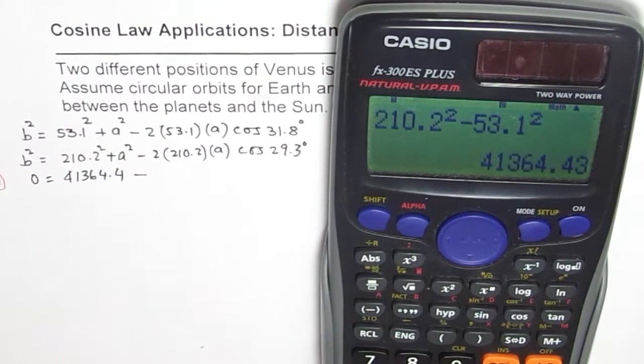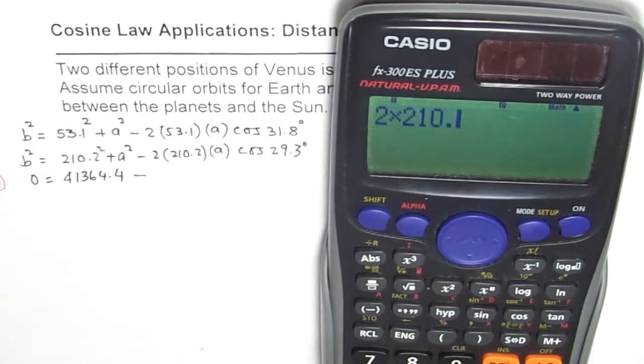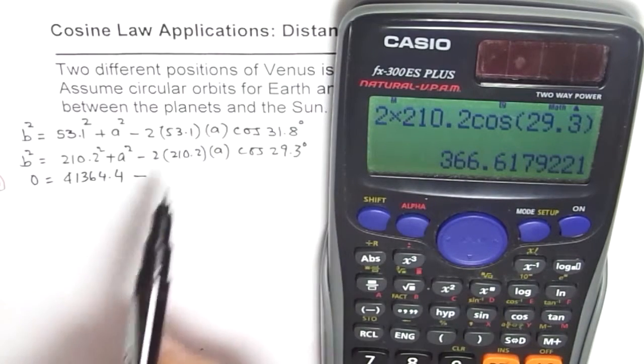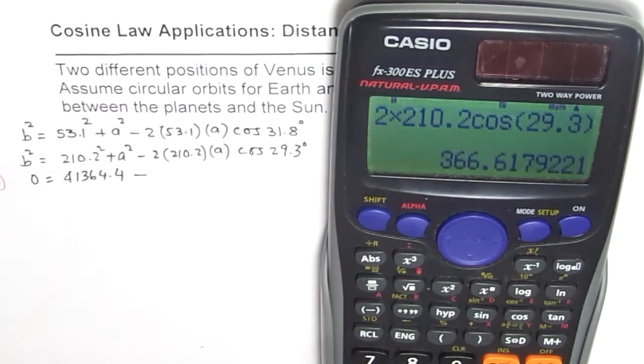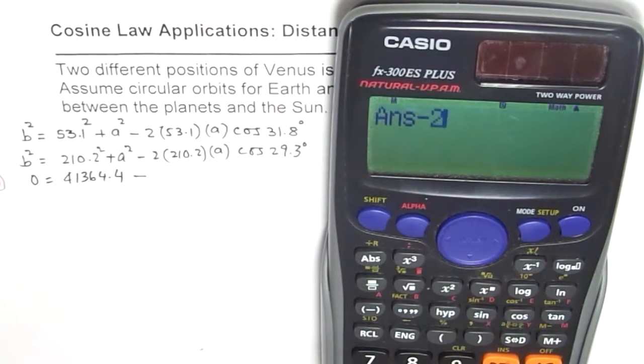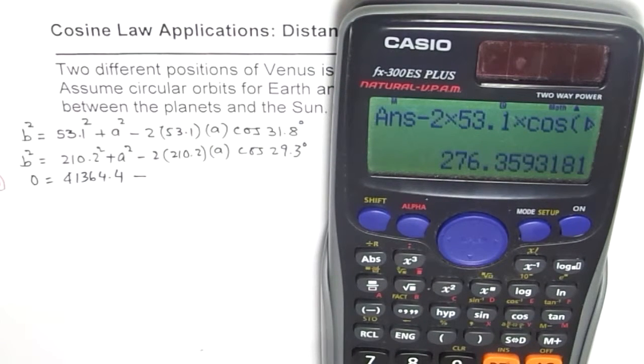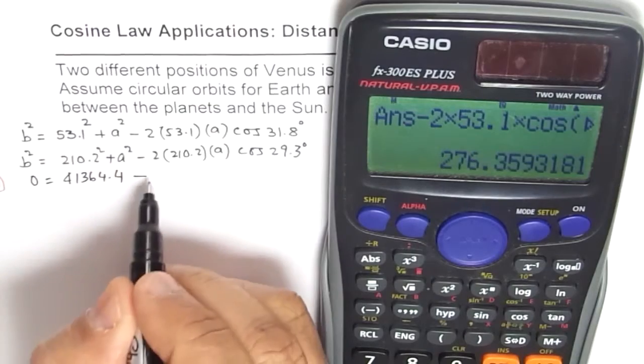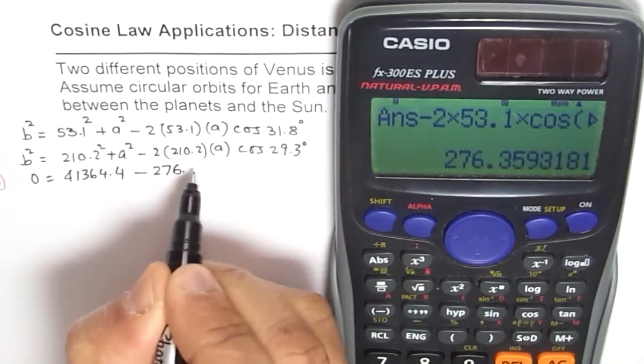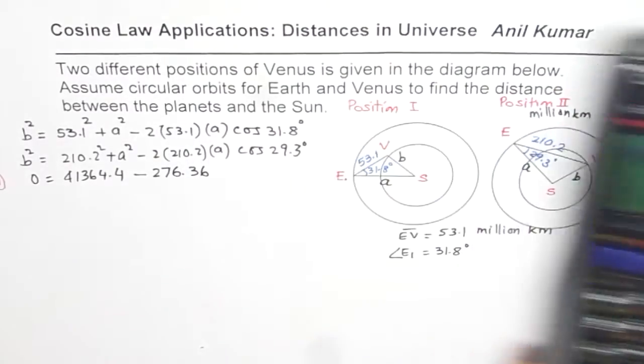Now A square minus A square is 0, and we will have this term with A as a coefficient. So I'll do 2 times 210.2 times cosine of 29.3, which is equal to 366.61, and from this term I'll take away 2 times 53.1 times cosine 31.8. So the answer is 276.36 A, correct?